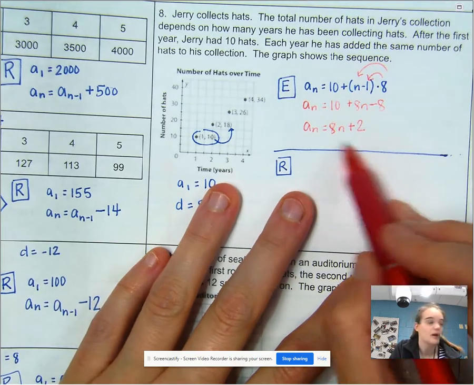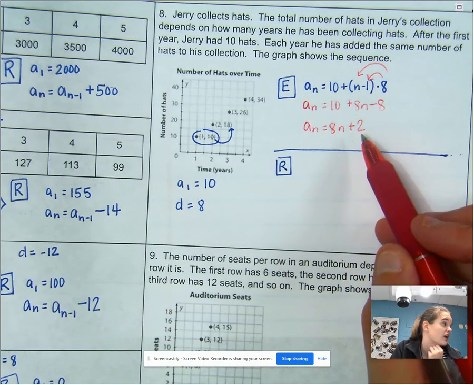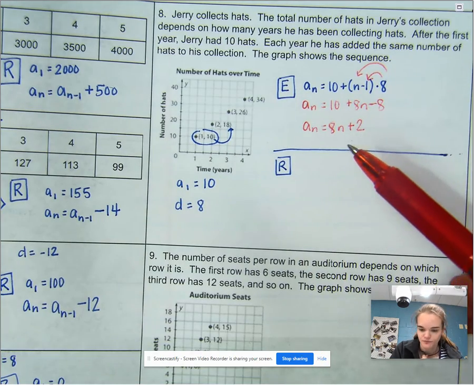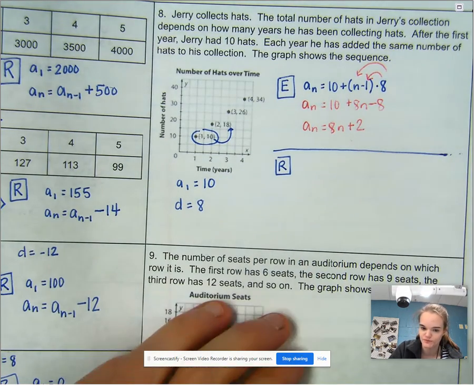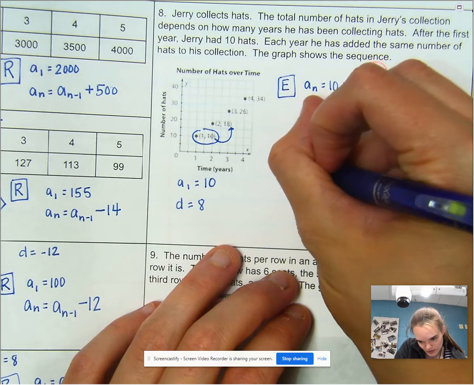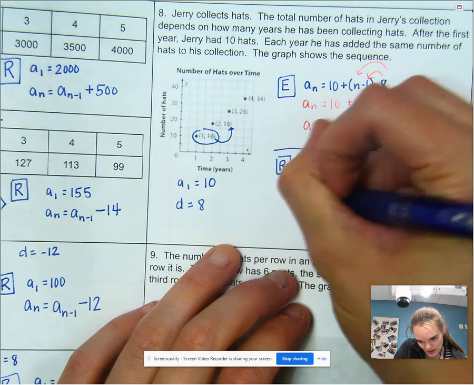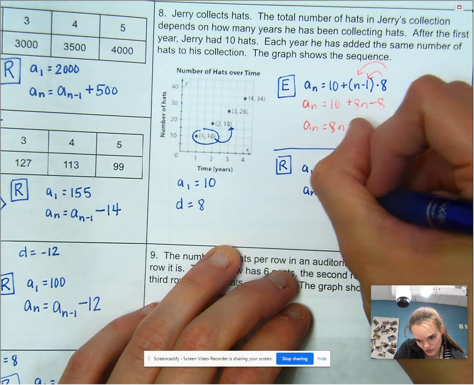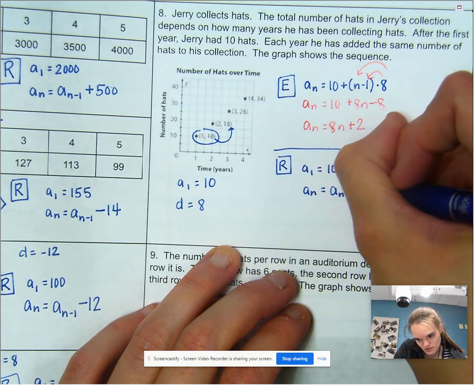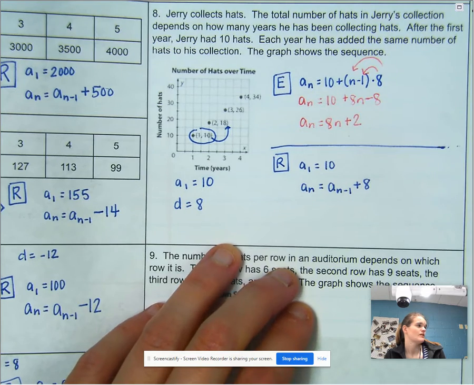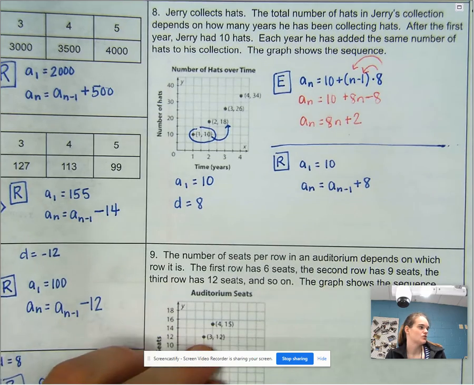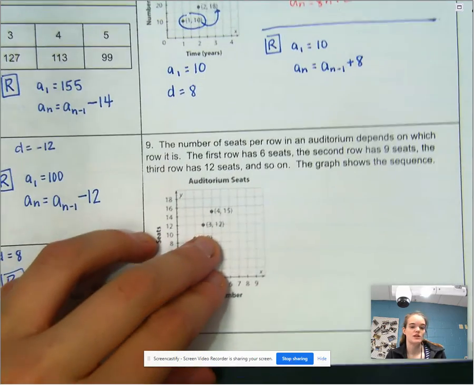Here we go. We're going to learn about linear functions starting next week. This is a linear function. We could draw a line straight through there. Okay, recursive. A sub 1 equals 10. A sub n equals A sub n minus 1 plus 8. That's all I had to do. That's all it asked me to do. The instructions are the same. I want you guys to try number 9. So pause the video, try it out.